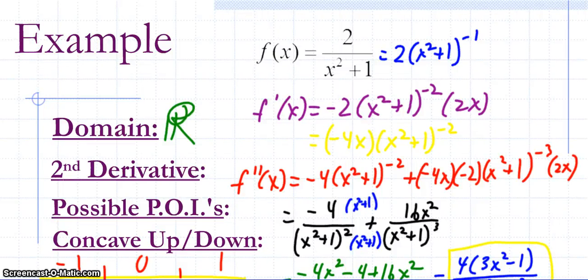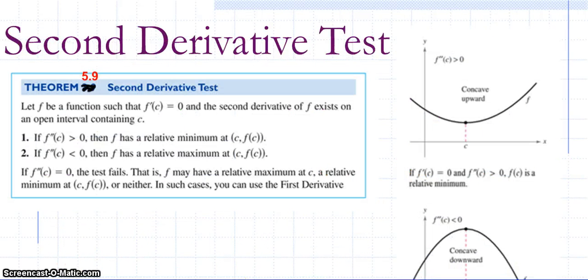Alright, now on to part 2. In part 2, we're going to focus on what we call the second derivative test. So what we were just doing was not the second derivative test. We were using the second derivative to find inflection points. Now the second derivative test is another way to find maximums and minimums, but using the second derivative instead of the first derivative test.